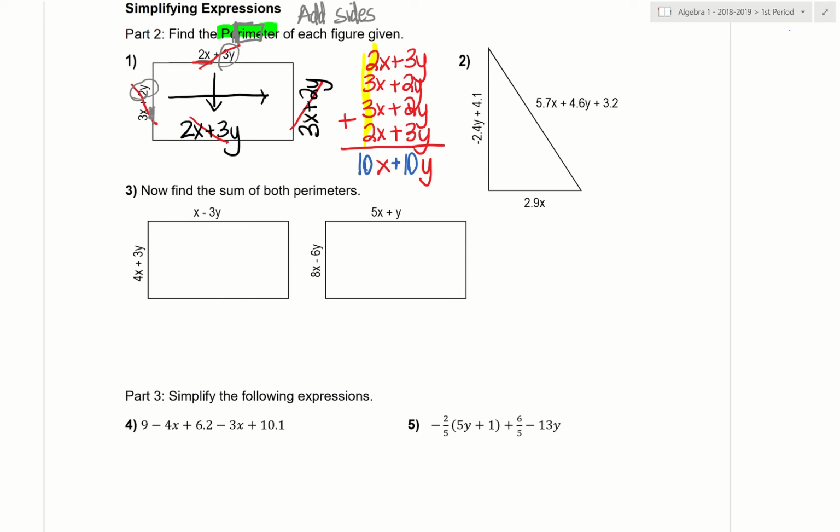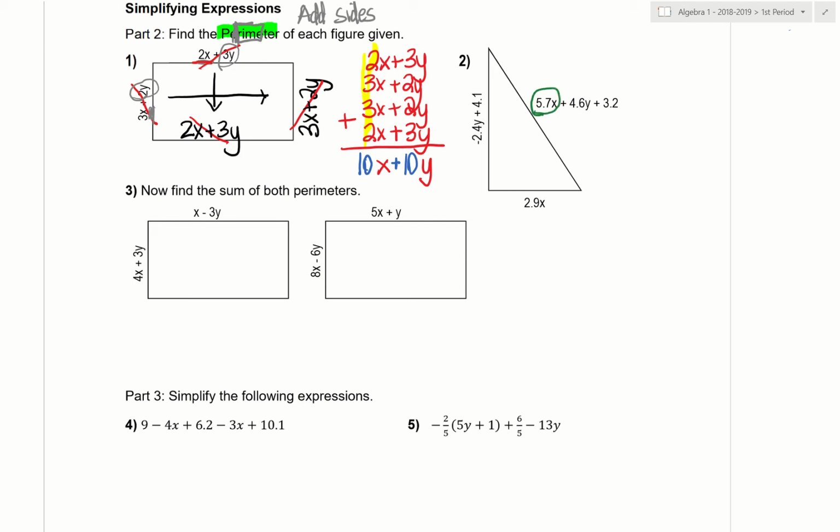If it was a negative 10, that plus sign would become a minus. So looking at number 2, I'm going to show you a different way to do this problem. It's kind of the same. What we are going to do is again add up all of these sides, but we're going to take it one term at a time.